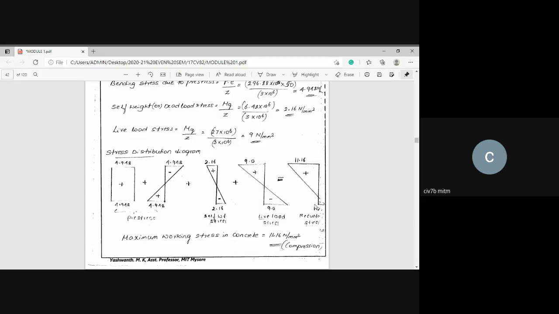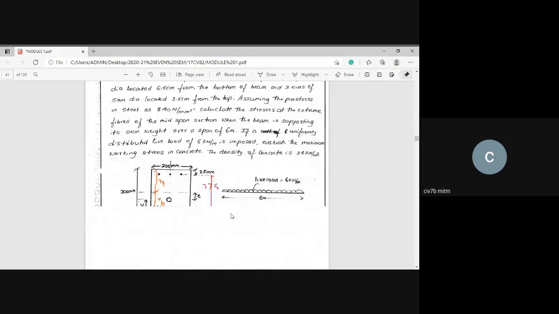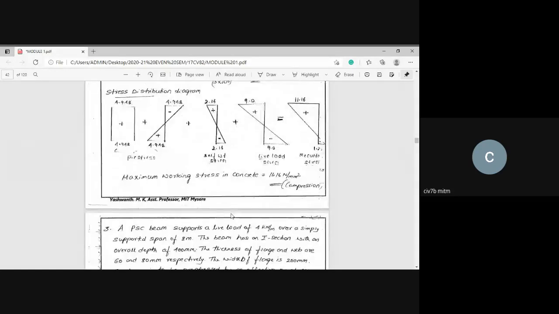So in each problem, you need to draw the stress diagram and represent the stresses. So like this, we need to calculate. And the maximum working stress in the concrete, which they have asked, is 11.16 Newton per millimeter square, which is compression, which is very good, because the tensile stresses have been completely nullified. It is very less. So like this, we need to calculate the stresses for a PSC section. In this problem, I have considered the rectangular section. I hope the problem has been clarified.